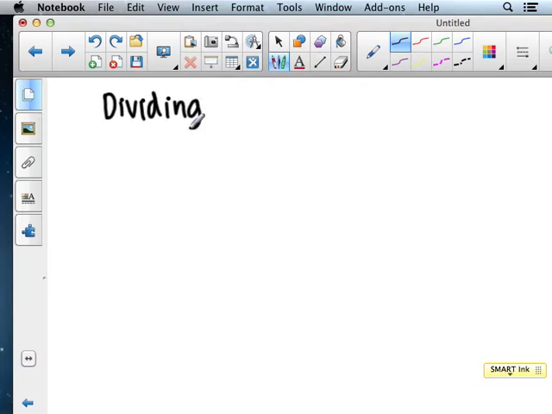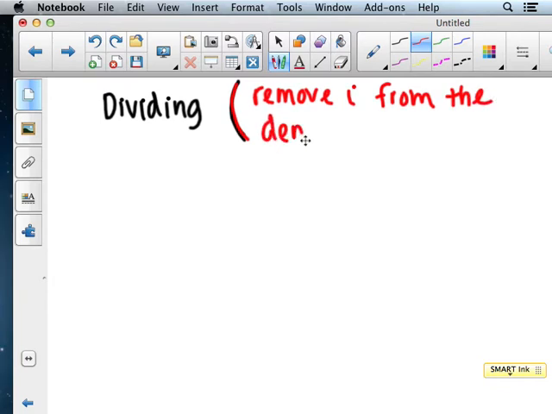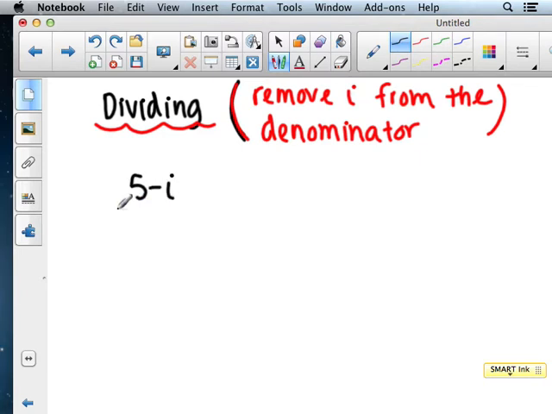Dividing. When you divide, just like we don't leave a radical in the denominator, you normally don't see an imaginary number, an i, in the denominator. So we're going to multiply and we're going to remove i from the denominator. And so here's an example. Let's say you have 5 minus i divided by 2 plus 3i.